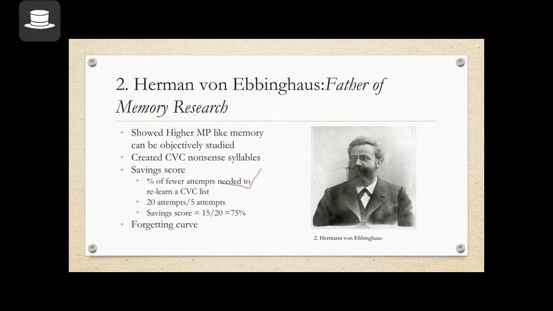Let's say you need 20 attempts to learn a list of nonsense syllables the first time, and you only need 5 attempts the second time. The savings score would be how many fewer recitals you need the second time. Well, 20 minus 5 is 15, and 15 out of 20 is 75%. So the savings score for learning this material would be 75%. The savings score is this construct of how much information is retained from first learning to second learning.